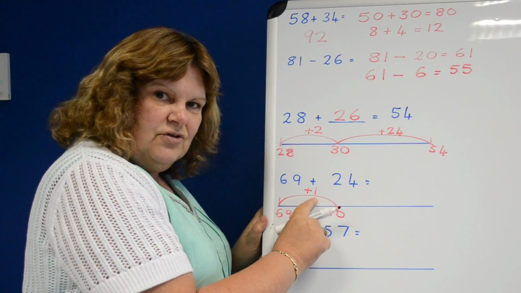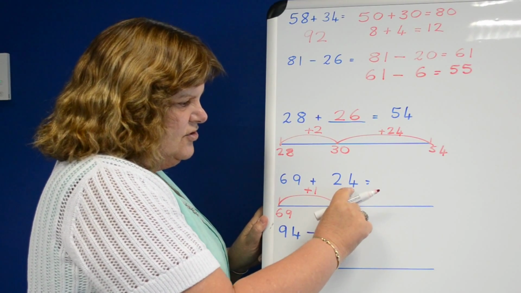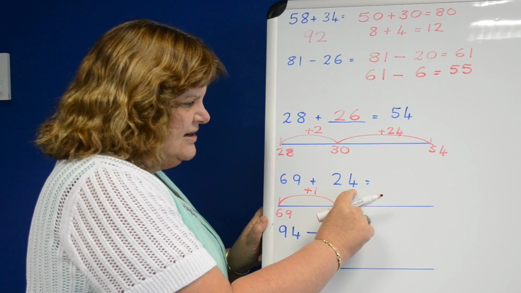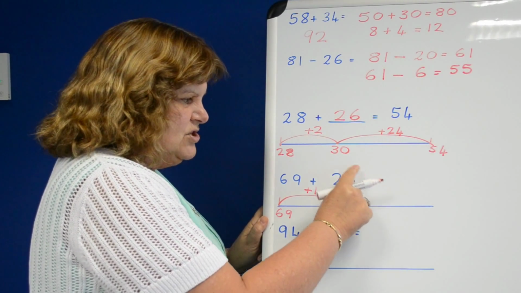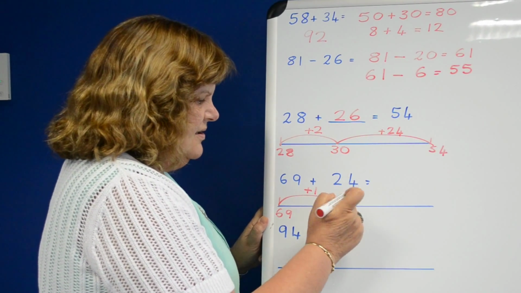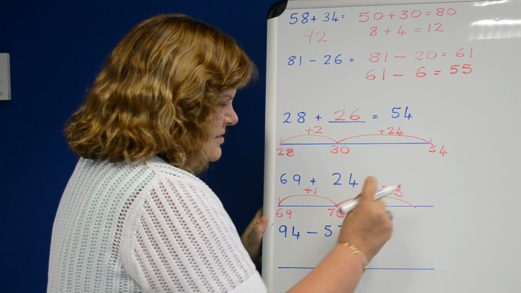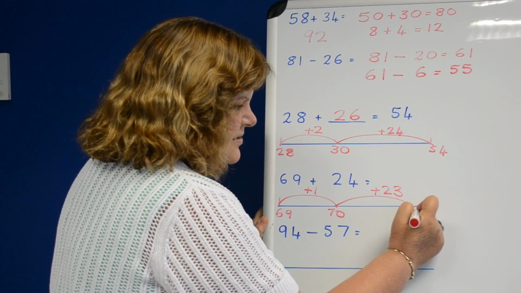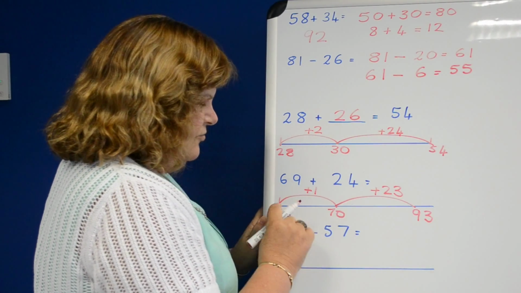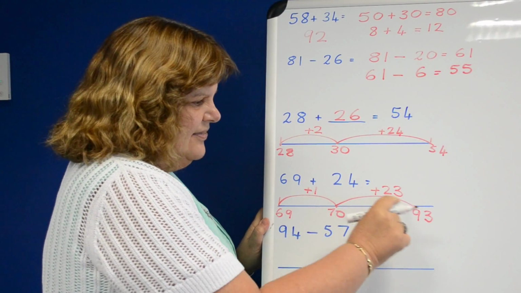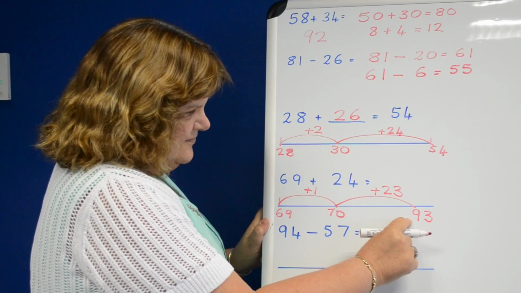That 1 that I've used in my rounding, I've got that 1 from my 24, so now I need to add on what's left, which will be 23. So I'll add 23. 70 plus 23 is 93. Rounding to a tidy number and then jumping on with what's left.